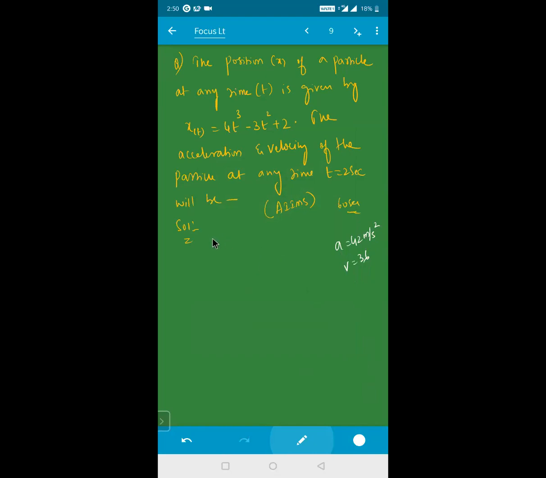चलो let us try to see. V is equal to dx by dt. That is equal to x दे रखा है. So differentiation of this one will become how much? Can I write the step directly, beta? 4 is out. Differentiation of t cube, 4 into 3 is 12. So this one is your 12 into t square minus 3 is out. Differentiation of t square is 2t, 3 into 2 is 6. So this one will be 6 into t. Differentiation of 2 is 0. So this is your velocity. So t is equal to how much? T is equal to 2 seconds.